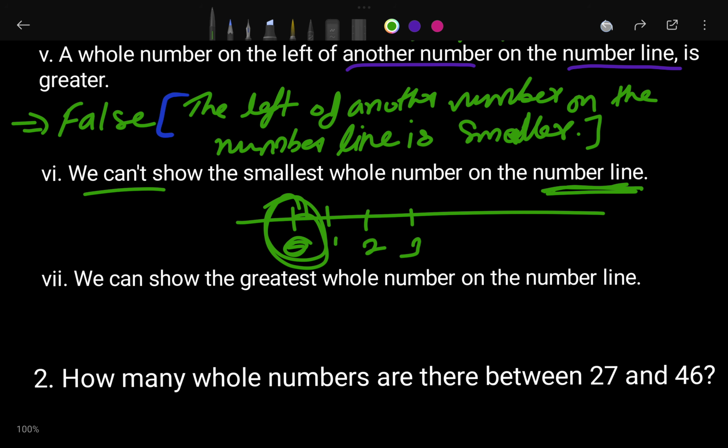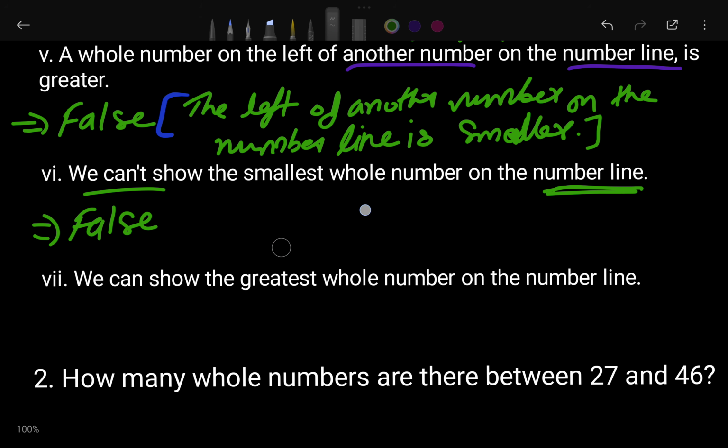I already showed this one. If you see this, I already showed the 0 on the number line. So this question is telling we cannot represent 0 on the number line, but I am telling we can represent the 0 on the number line. We represent this, so this statement is false. So we will write this is a false statement.